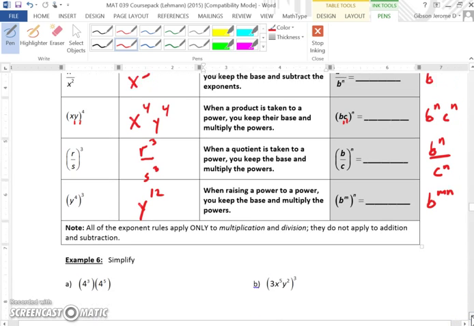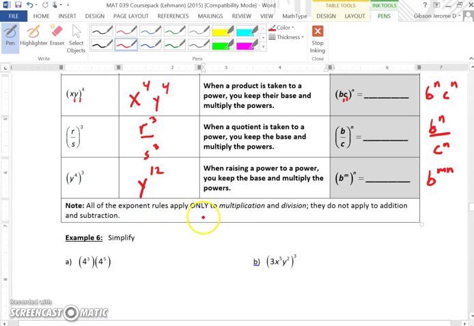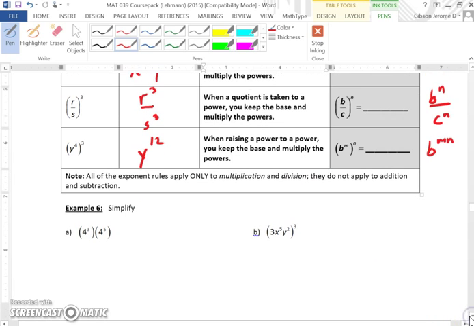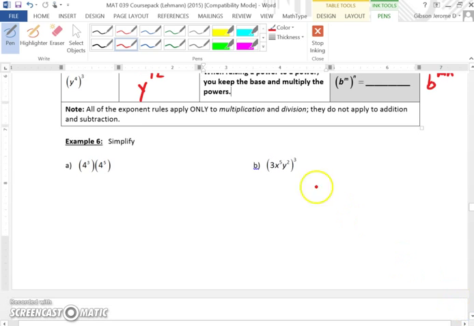Now, it says all of the exponent rules apply only to multiplication and division. They do not apply to addition and subtraction, so you definitely need to remember that. Now we come down to example 6.